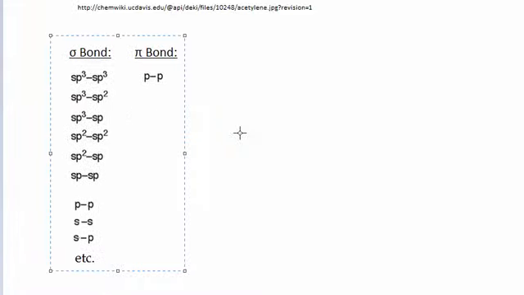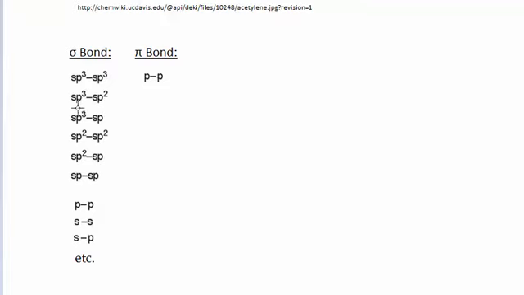Okay, so really you have a lot more possibilities when you're talking about your sigma bond as opposed to your pi bond. Your sigma bond can be formed between regular atomic orbitals, so s-s overlap, s-p overlap, p-p overlap, or any of these combinations of hybrid orbitals. Your pi bond really only comes from the overlap of p orbitals.